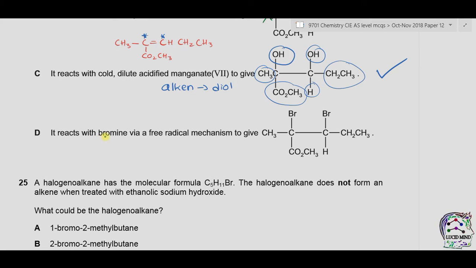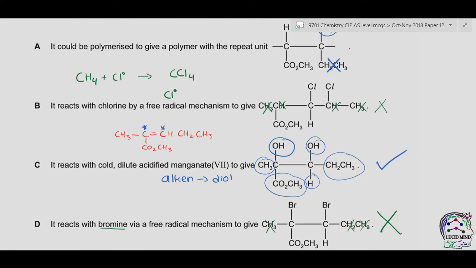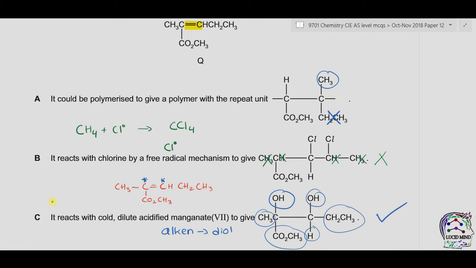Part D, it reacts with bromine via a free radical mechanism to give this product. Again, in free radical mechanism, bromine will replace all the hydrogen atoms, so no hydrogen atom will be left behind, so therefore this is wrong. The only correct answer is C.